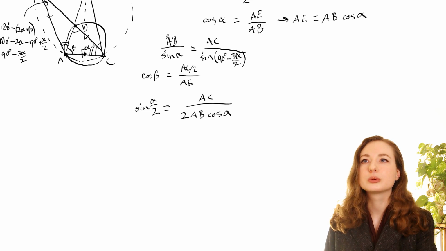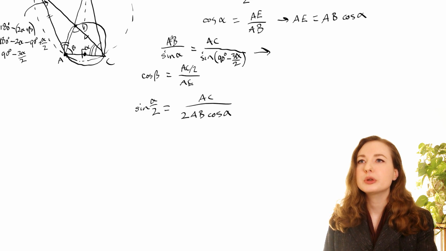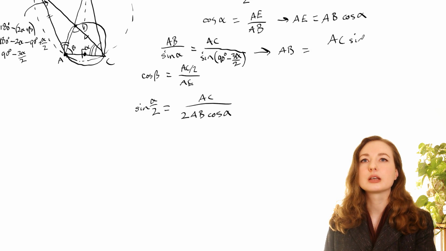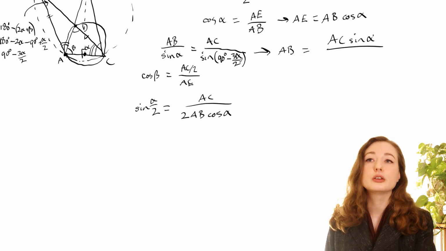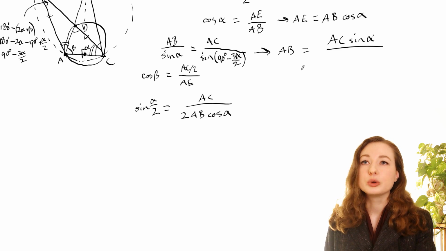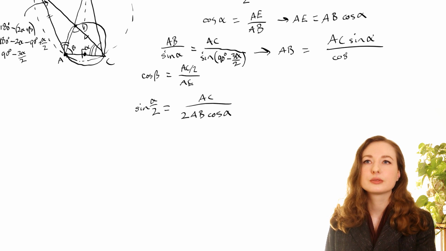And then what else do we have? This equation here, maybe we can solve that for AB so that we can sub it in there. So I'm going to move the sine alpha over the other side. So AC sine alpha. And then on the bottom we've got sine of 90 minus something. So we can turn that into cos.